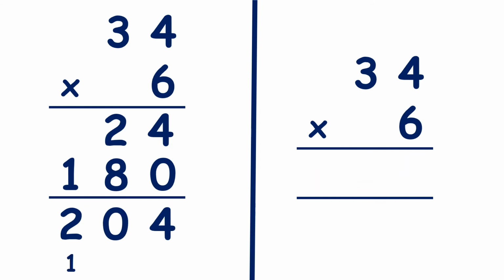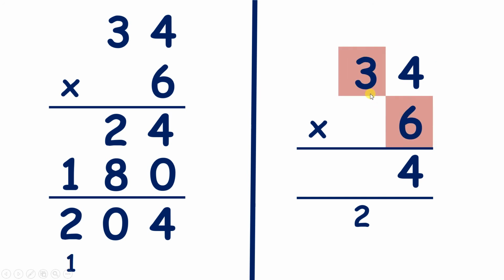Now pause the video and see if you can work out 34 times 6 using the shorter method of column multiplication. So we start with 4 times 6, which gives us 24. So we write 2 below our tens column and 4 in our units column.